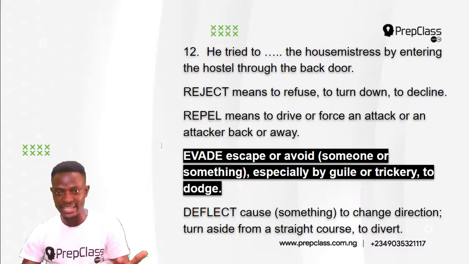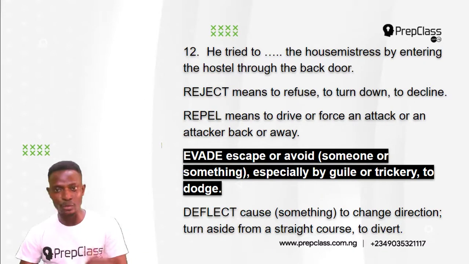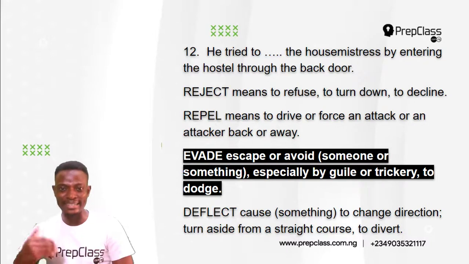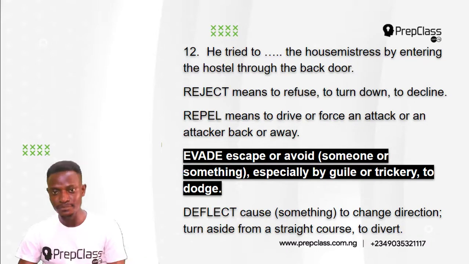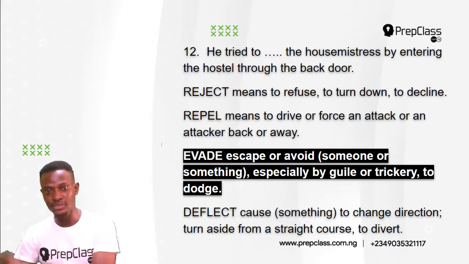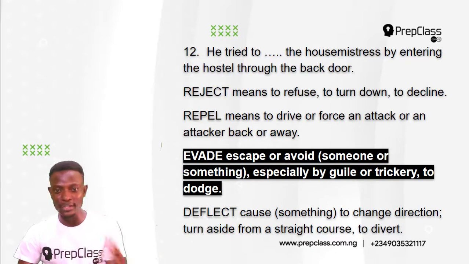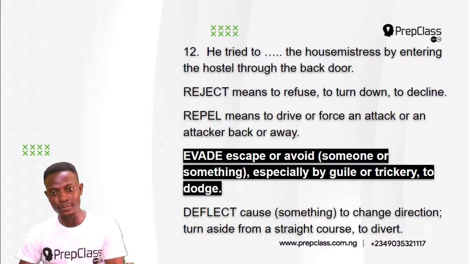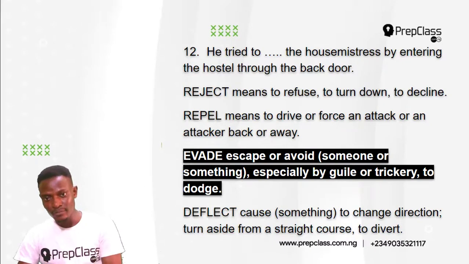Now, it is not reject. Reject means to refuse, to turn down, or to decline. It is not repel. Repel means to drive or force an attack or an attacker back or away. Nobody was trying to attack the house mistress here. So there was no need for anybody to repel. It is not deflect, because deflect means to cause something to change direction, turn aside from a straight course, to divert.